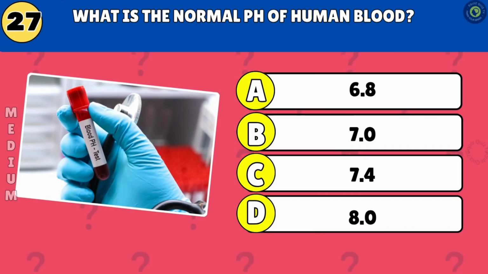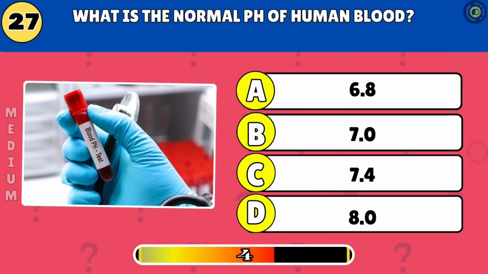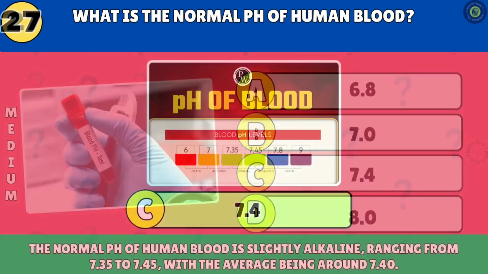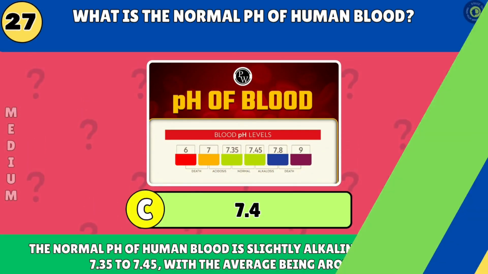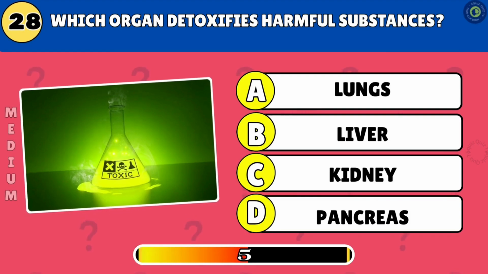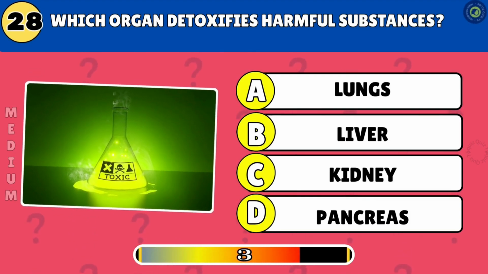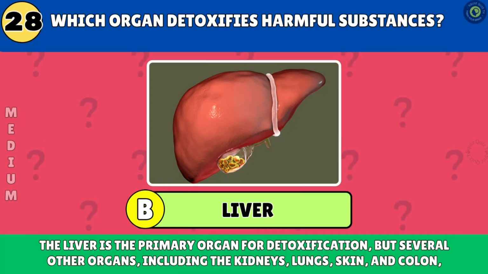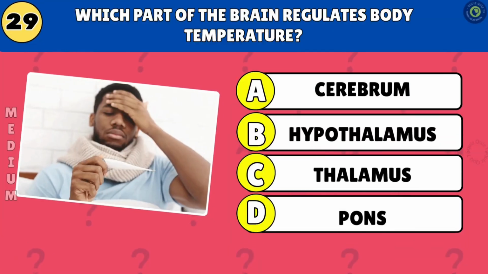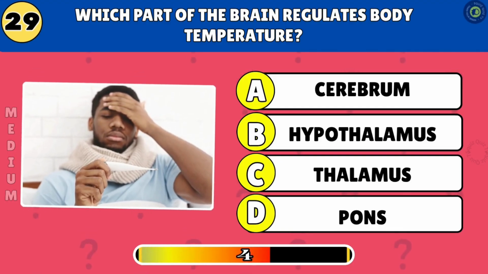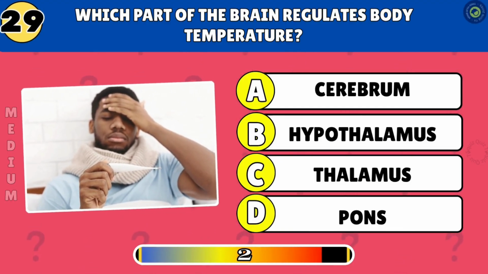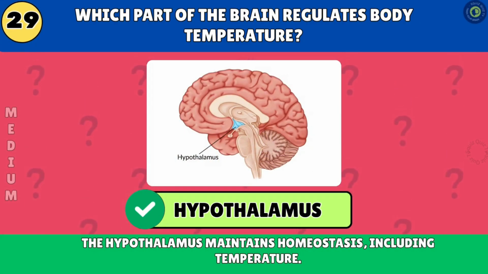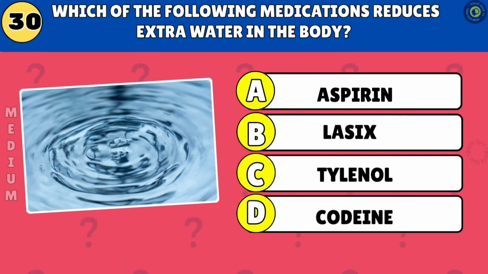What is the normal pH of human blood? Which organ detoxifies harmful substances? Which part of the brain regulates body temperature? Which of the following medications reduces extra water in the body?